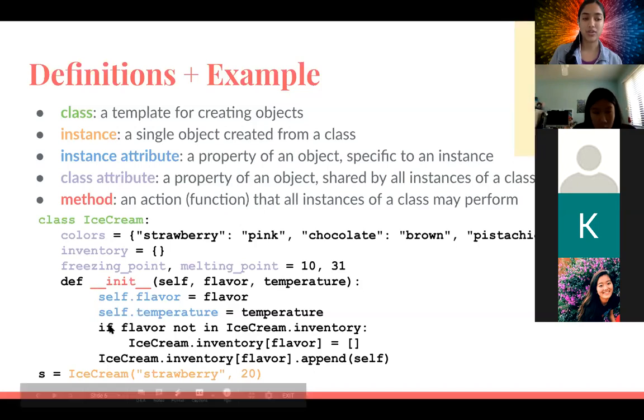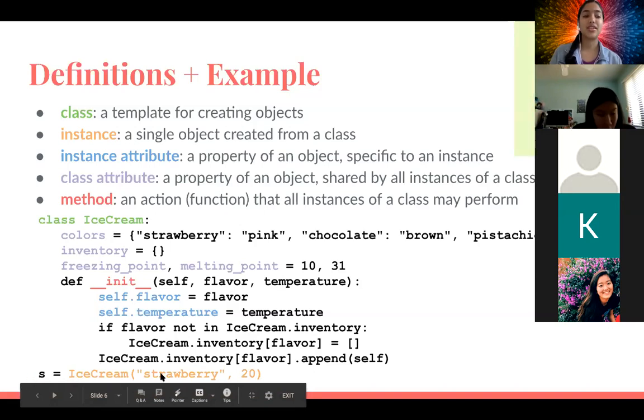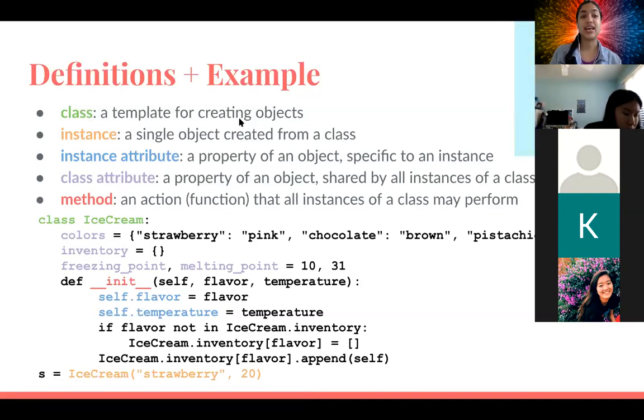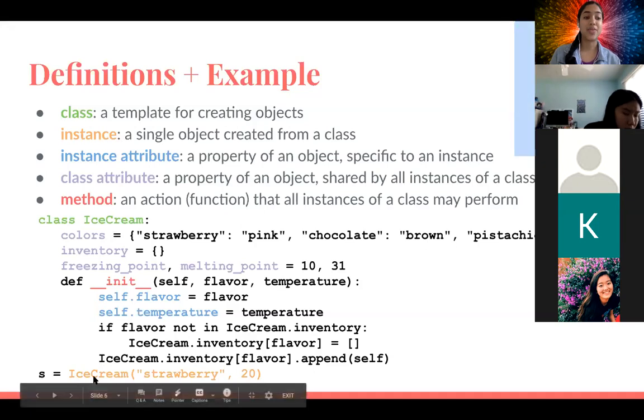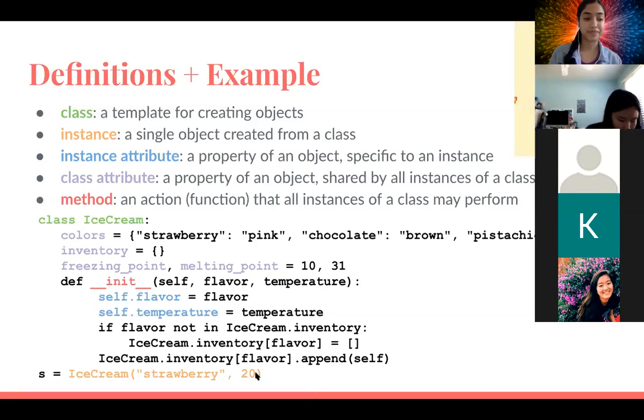So let's skip over the inside of this init method for now, and we'll come back to it in just 1 second. Let's look at the last line first. In this last line, what we're doing is creating an instance of the ice cream class. The way we're doing that is we're saying ice cream, the name of the class, followed by parentheses, and passing in the flavor and the temperature of the ice cream that I want to create at this point.